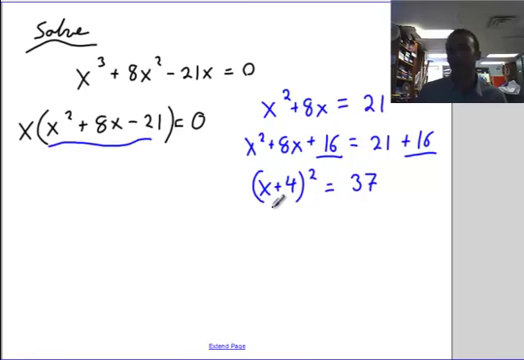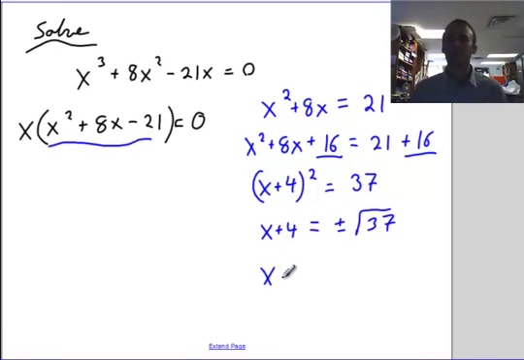Alright, now I have to just solve this. I'm going to take the square root of both sides, and I get x plus 4 is equal to plus or minus the square root of 37 by square rooting both sides. And my final answer is x is equal to negative 4 plus or minus square root of 37.